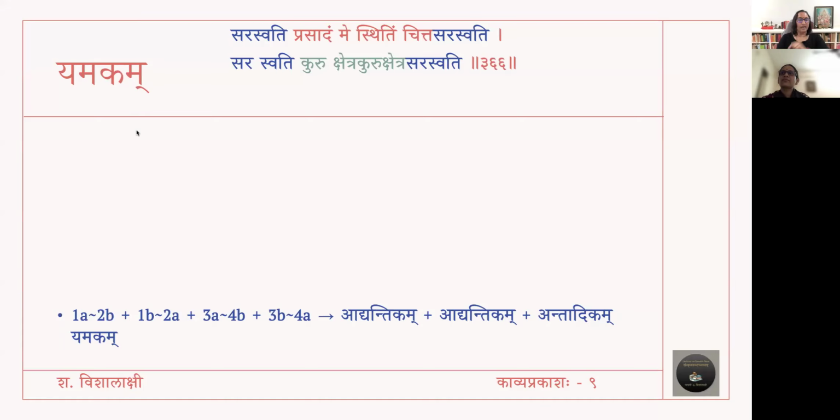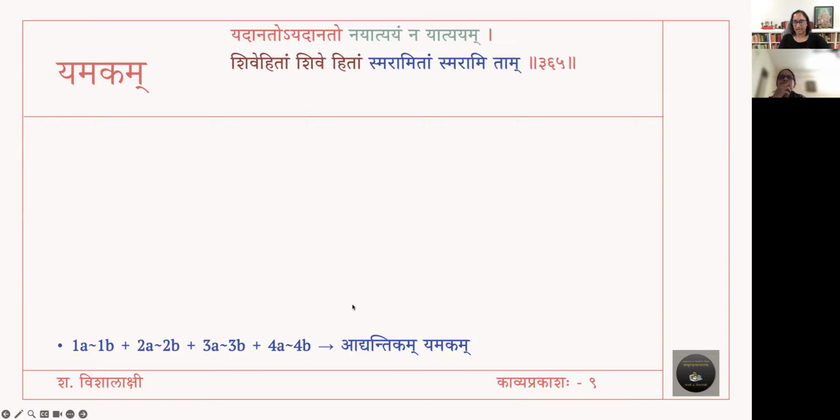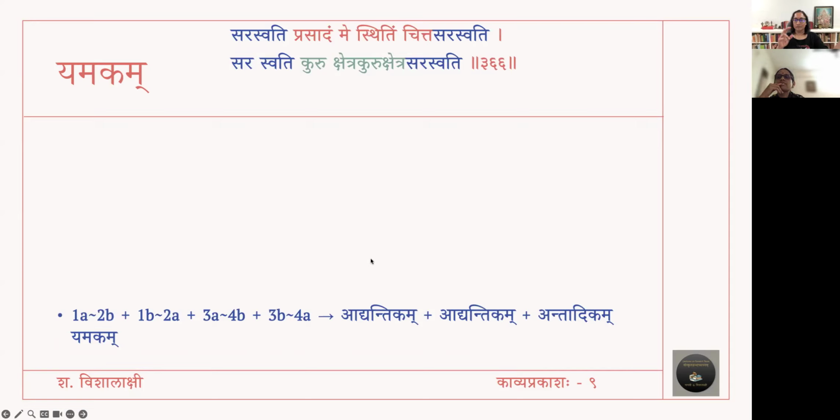So we have to start with this shloka. Saraswati prasadam me sthitim chitta saraswati, Saraswati kurukshetra saraswati. The difference from the earlier one is that earlier the whole thing was within the padam itself: 1A matching with 1B, 2A with 2B, 3A with 3B, and 4A with 4B. Whereas in this section, you are mixing up 1A with 2B. 1A will be Adi, 2B is Anta, so Adyantikam in the first portion. The next one is Antadikam.